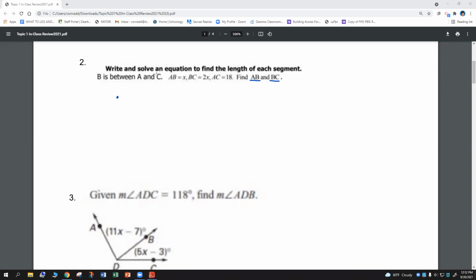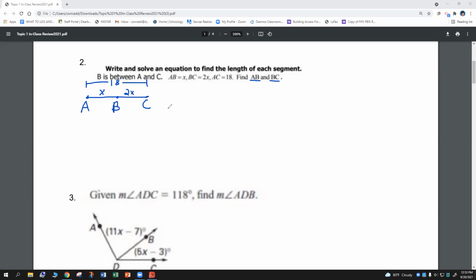So it says B is between A and C, so we can draw a point B. That's going to be between points A and C. So there's what our diagram should look like. And we can fill in the information they're giving us. So the distance from A to B is X, so we can put in X. The distance from B to C is 2X, so we can put in a 2X. And the distance from A to C is 18, so we can do 18.